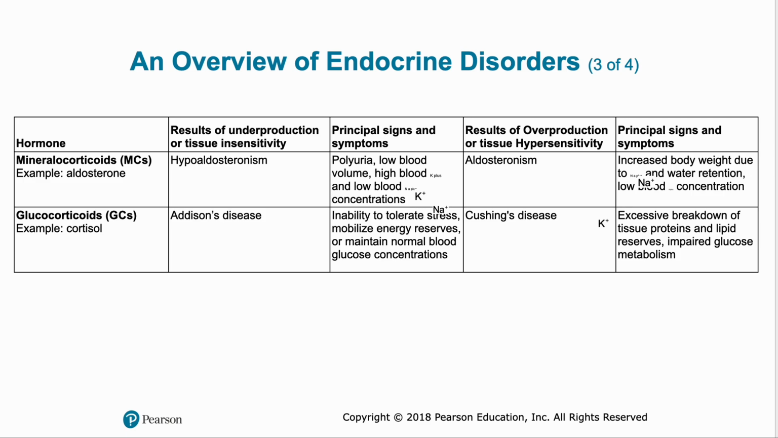If you have too little glucocorticoid production, that leads to Addison's disease. These individuals really struggle to tolerate stress. They have a hard time mobilizing their energy reserves and keeping normal glucose concentrations in the blood. Going the other way, if you have too much glucocorticoid, so hyperglucocorticoid production, that can lead to Cushing's disease, where you have an excessive breakdown of tissues and lipids, and you're going to see difficulty in glucose metabolism. So you may have high levels of glucose in your blood supply.